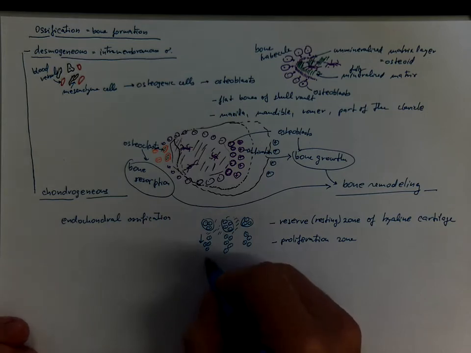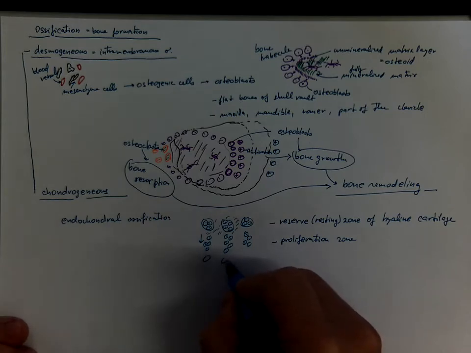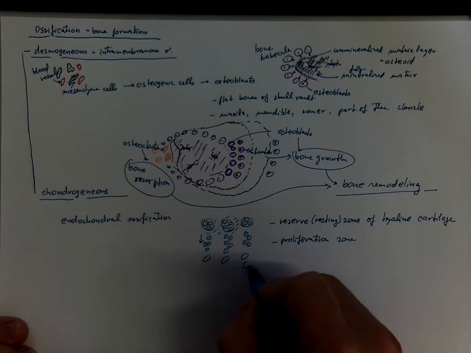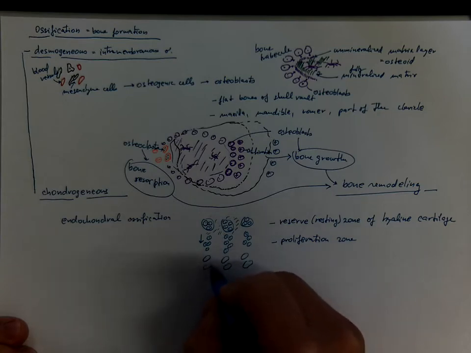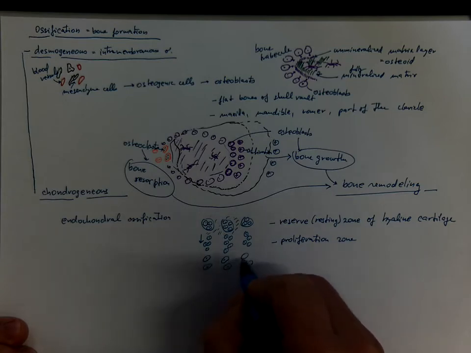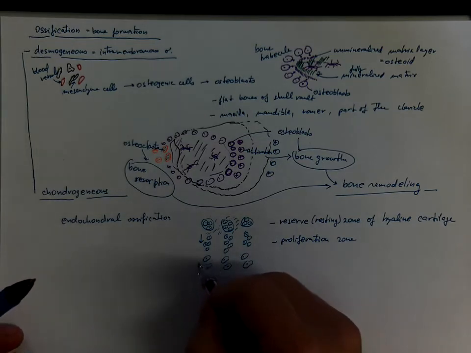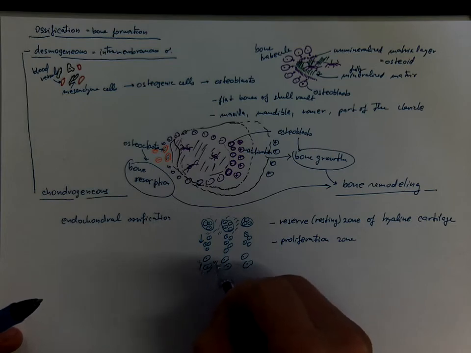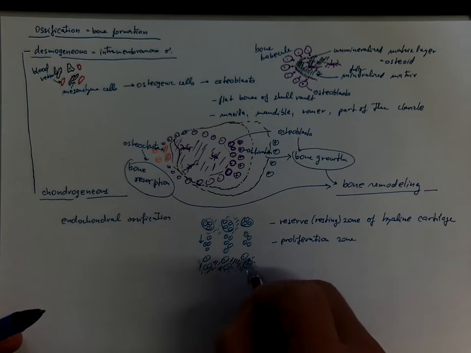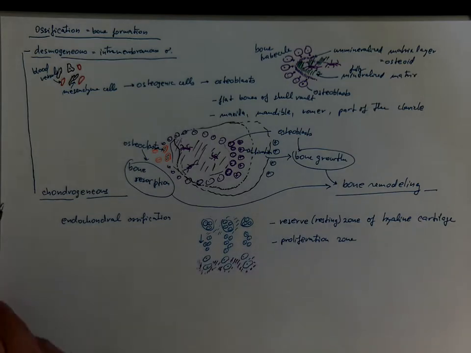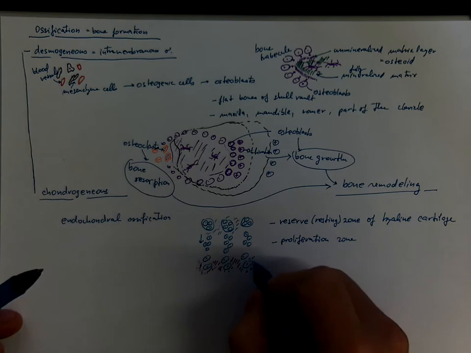Then the cells become larger, increased in volume. We call it the hypertrophy, and at the same time the surrounding matrix is calcified. It's not ossified, it's just calcified. There is a deposition of calcium salts in the matrix. So we got calcification of matrix here.